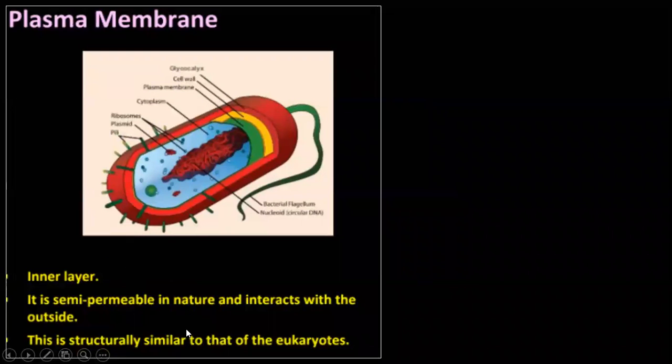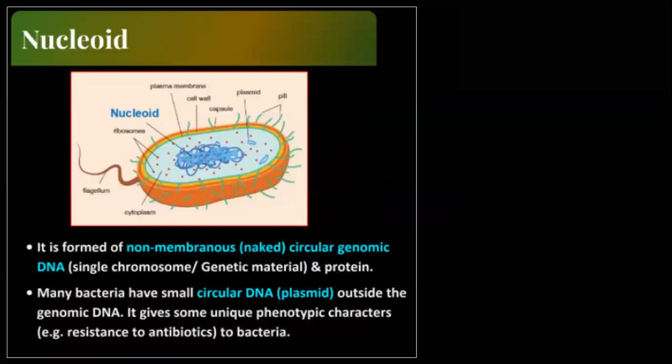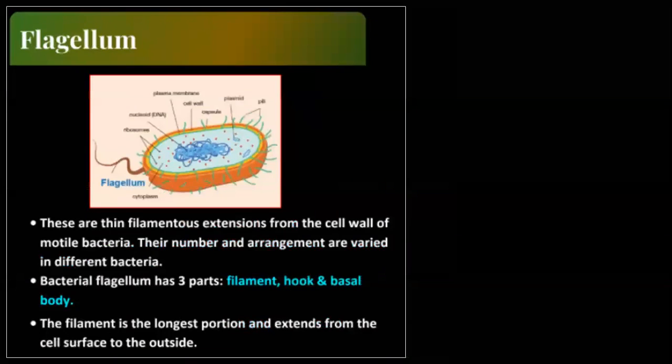Okay then. Plasma membrane or biomembrane is the inner layer, semi-permeable in nature, and interacts with the outside. Mesosomes are formed by infolding of the plasma membrane and include vesicles, tubules, and lamellae. Nucleoid is an incipient nucleus or genophore having non-membranous circular DNA and protein. Many bacteria have circular DNA or plasmid outside, very sorry, outside the genomic DNA.